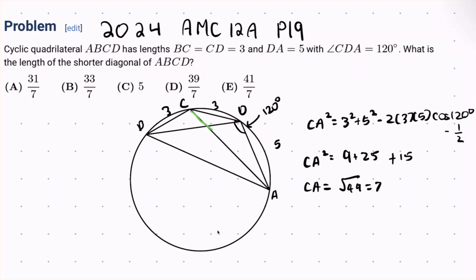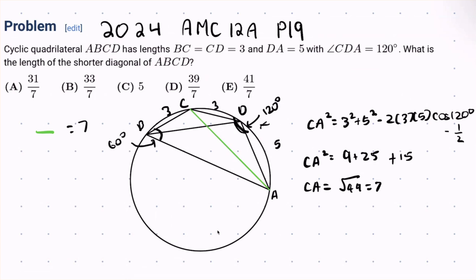Let's just make it green. CA equals 7. Okay, and now let's find the length of AB, because then we can find the length of BD if we know AB with Ptolemy's theorem. Also, in a cyclic quadrilateral, remember that this angle plus this angle will be equal to 180 degrees, because that's the property of a cyclic quadrilateral. So since this is 120 degrees, this must be 60 degrees.